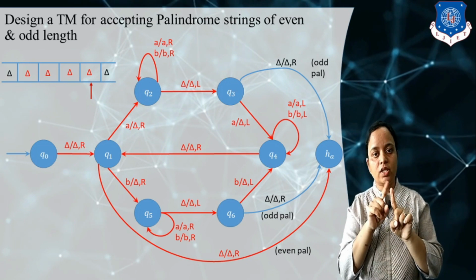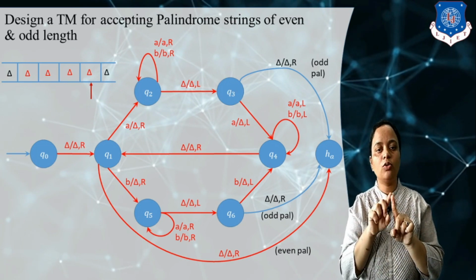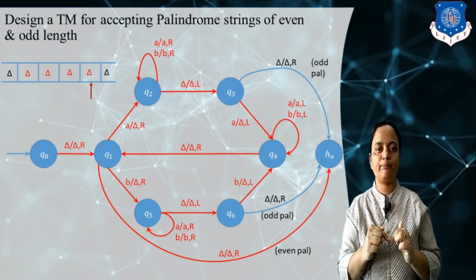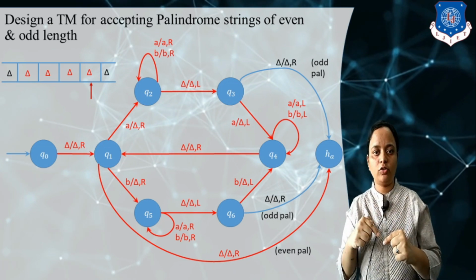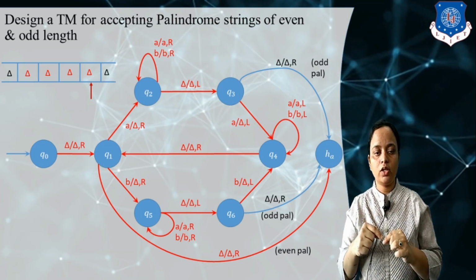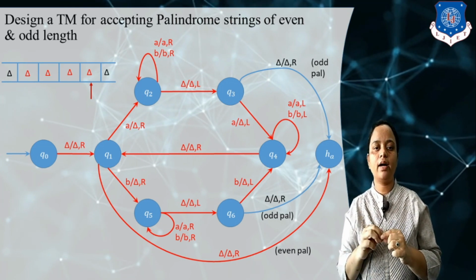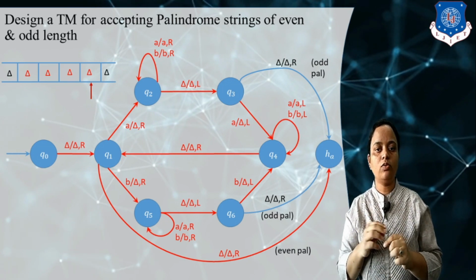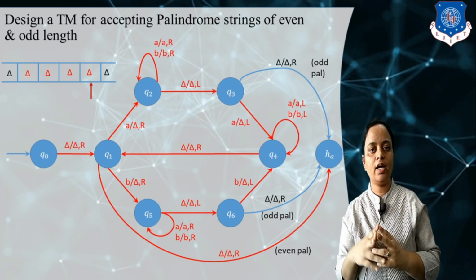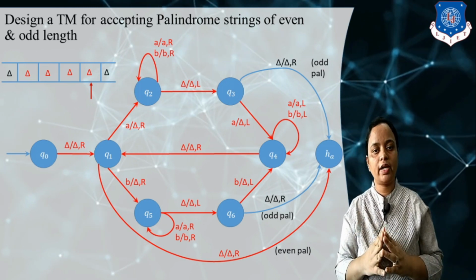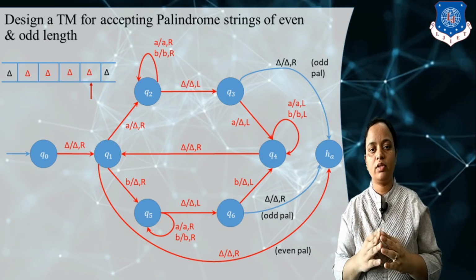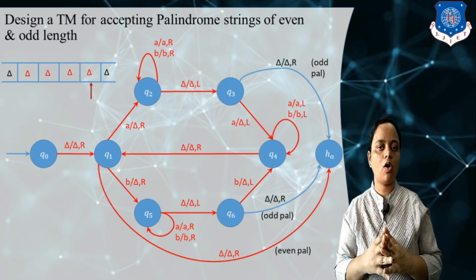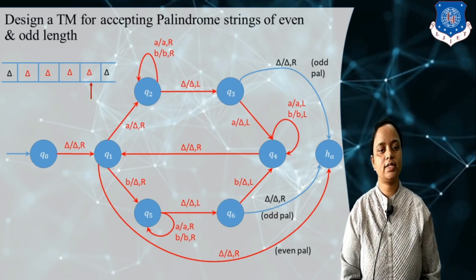And if it is the Q3 state and any input is coming, like A is coming, it is replaced by delta. Same here at the Q6 state. If we are following the path of B and at the Q6 state delta comes, it means that it is an odd length string and we need to accept it. So delta is replaced by delta. We need to stop over here, move to the right side. It always moves to the right side and halts in accept, or moves this transition to halt in accepting state.